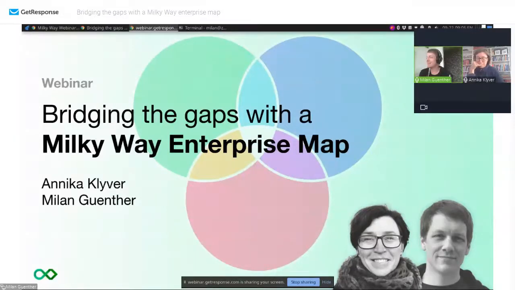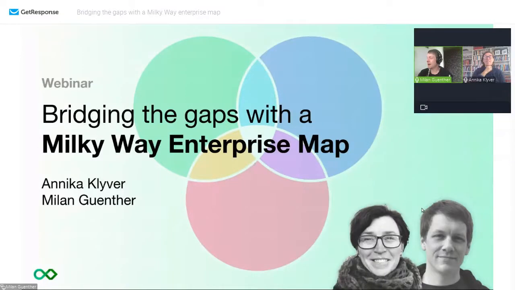It is. So let's get started with the actual topic. This is the second webinar in our series on enterprise design, about the Milky Way enterprise map that Annika invented maybe 10 years ago, something like that. 2013, so it's eight then. Excellent. Just to give you a little background.